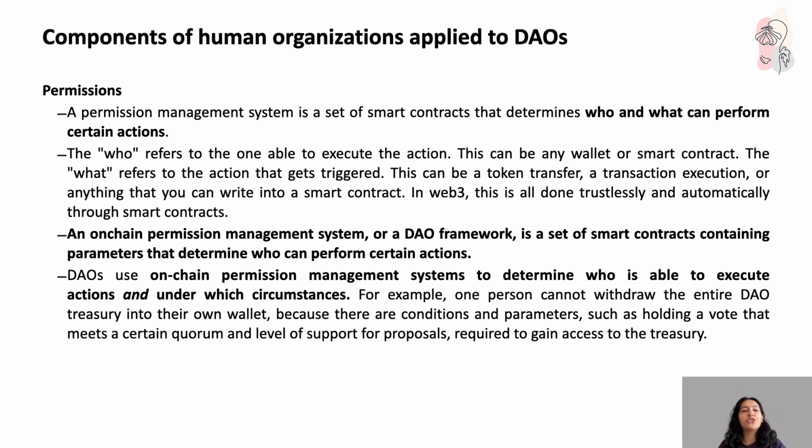When I talk about the on-chain permission management system or a DAO framework, it is a set of smart contracts containing parameters that determine who can perform certain actions. DAOs use on-chain permission management systems to determine who is able to execute actions and under which circumstances. For example, one person cannot withdraw the entire DAO treasury into their own wallet because there are conditions and parameters, just holding a vote that meets a certain quorum level and a level of support for proposals required to gain access to the treasury. I hope you're able to understand that.